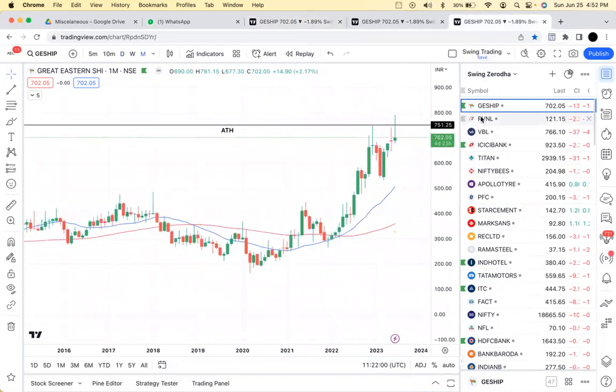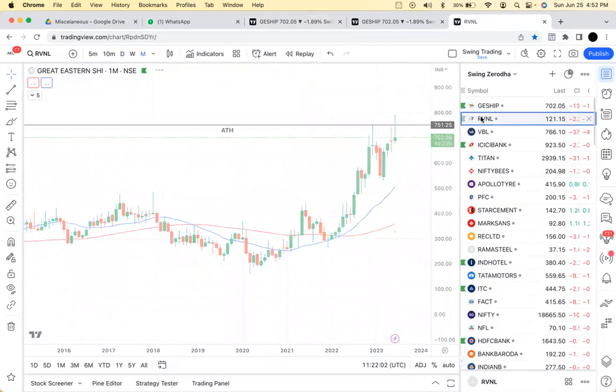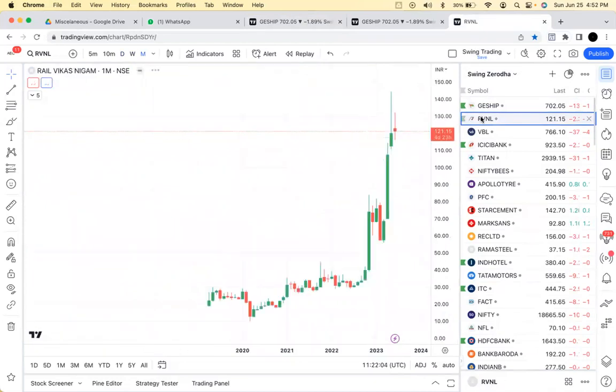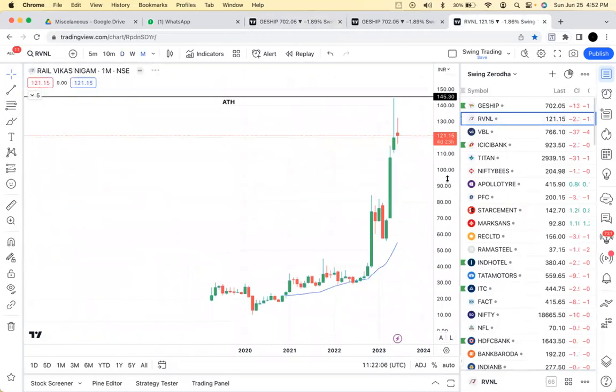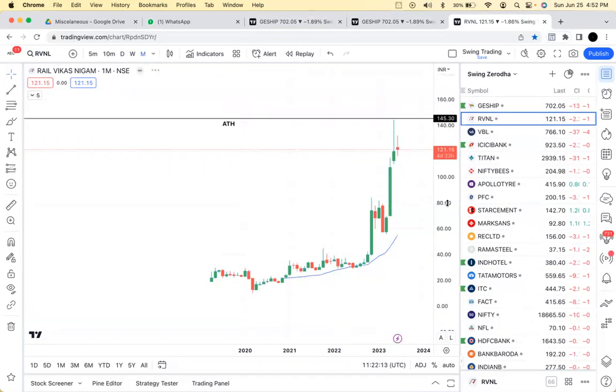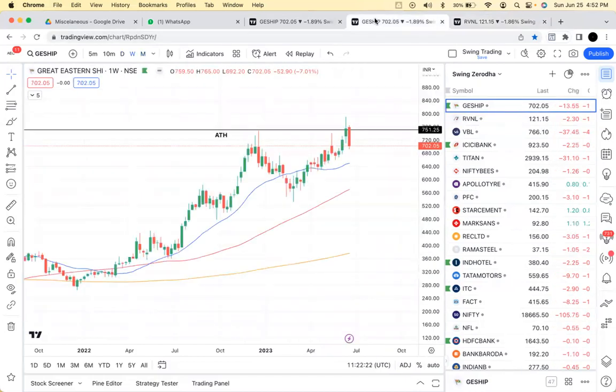Now I go back to the monthly, and our next one would be RVNL, Rail Vikas Nigam Limited. With this, you will notice that it only has the 20 period moving average, because the company has not been listed for that long on the stock market. Now we look at the weekly, and you'll see all the 20, 60, and the 200 period moving average in that pattern, the 20 on top, 60 below that, and the 200 below that. Again, you see the nice uptrend.